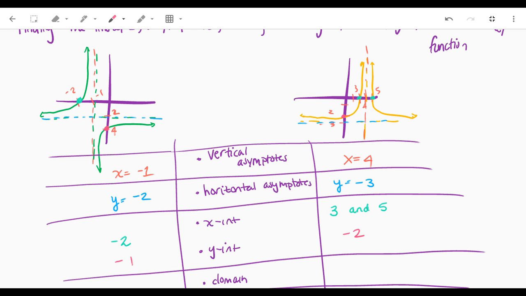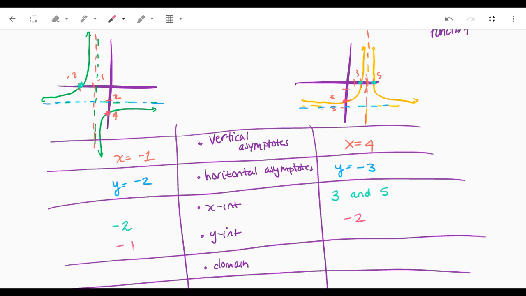Okay, now your domain is going to be all of your x values, okay? And these domains are going to be weird because there's only going to be one x value you can't have, and that's where there's the vertical asymptote, okay? So for the green one, it's going to be all the x values except for -1.